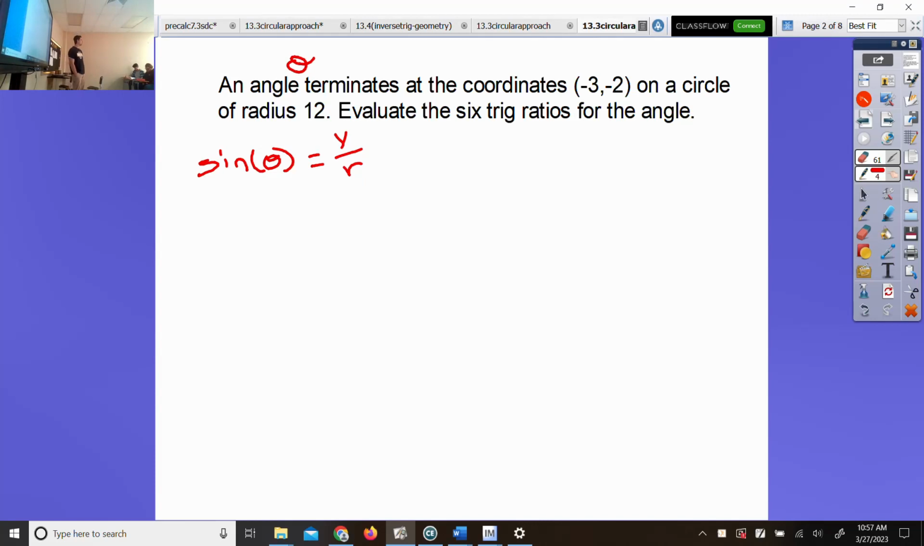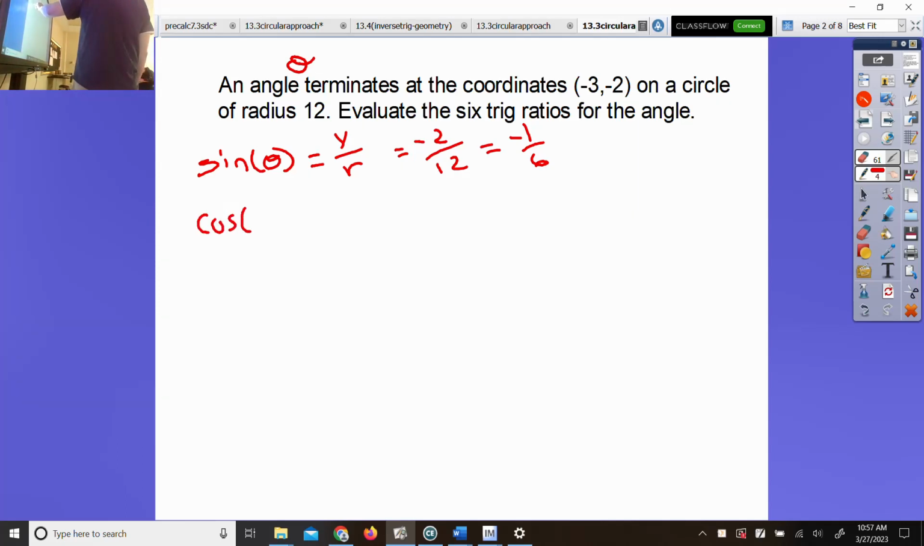If you look at the ordered pair, what's the y value? -2 over 12. There you go. You can do better than -2 over 12. -1 over 6. It talks about being on a circle, doesn't it? The circular approach. So that's all we did.